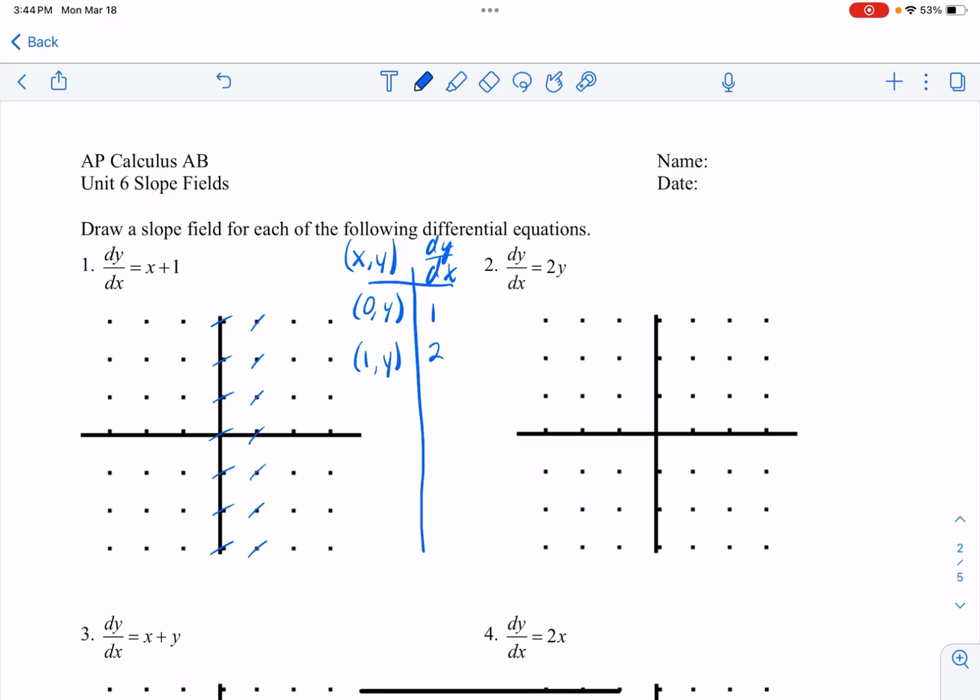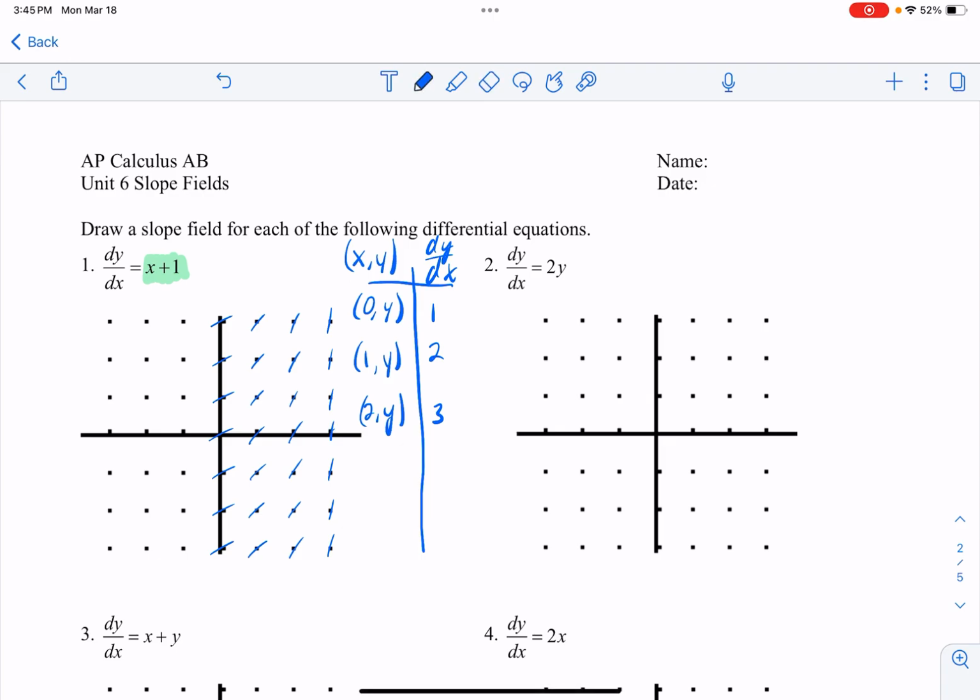And likewise, when x is equal to 2, I need to show that those are steeper yet, right? Because our slope is equal to 3. Again, I'm just plugging the x values into x plus 1 to find my slope. And when x is equal to 3, my slope is equal to 4, which is even steeper.